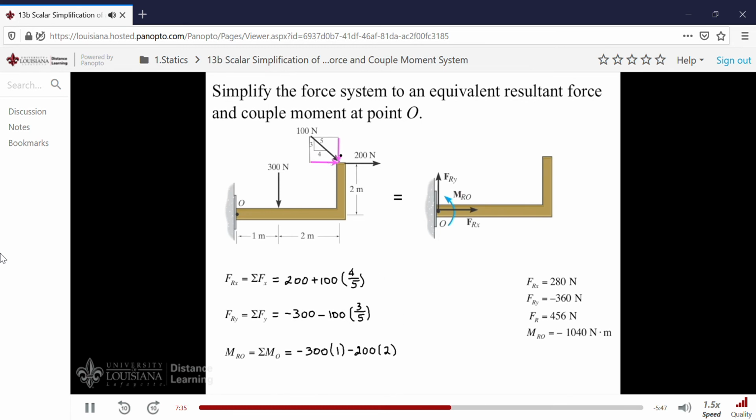Now we'll have to deal with the two components of the 100 Newton force. We'll consider this one first. And that again is a negative moment. So we'll write it as minus 100. And our fraction is 4/5. And our moment arm for it is 2 meters.